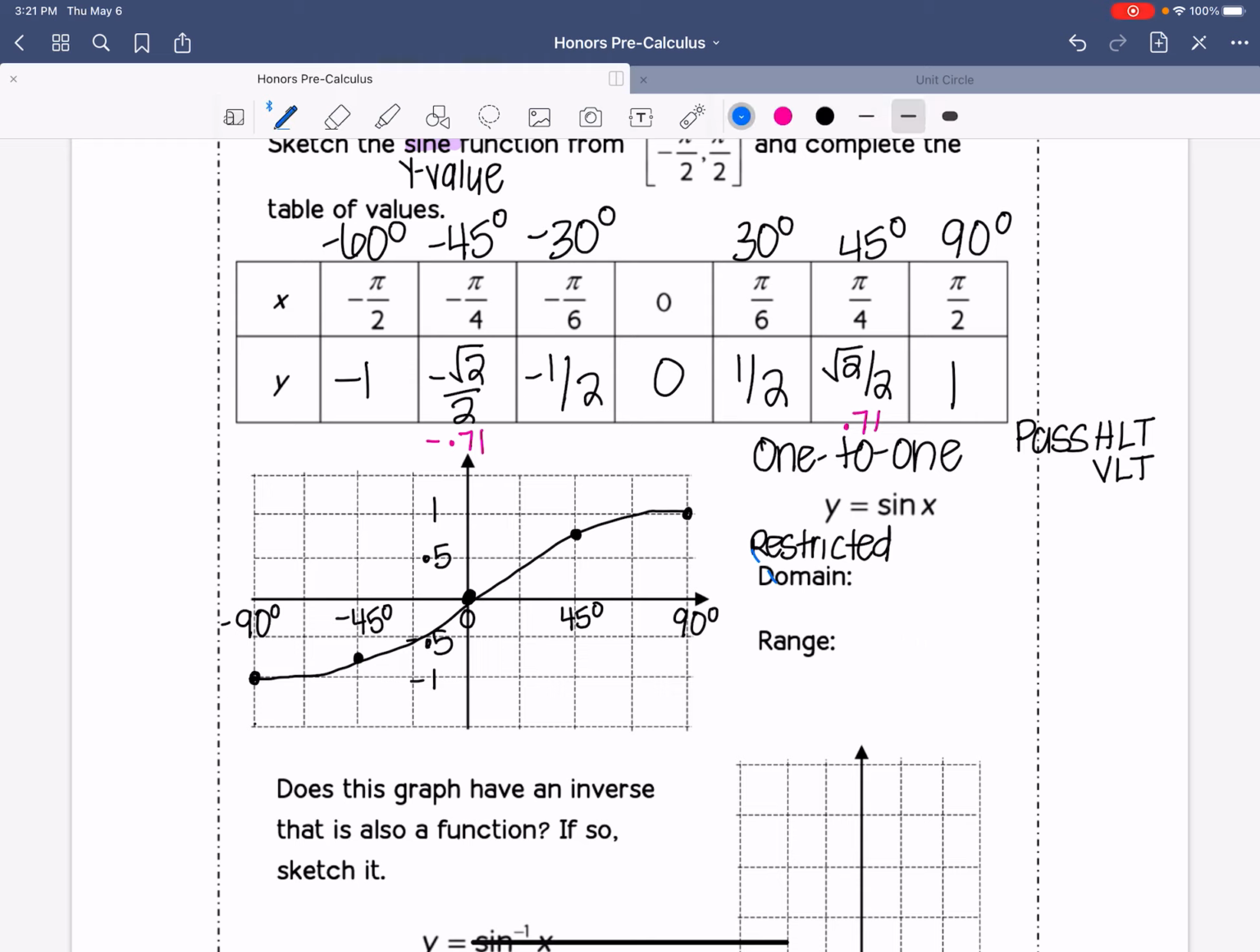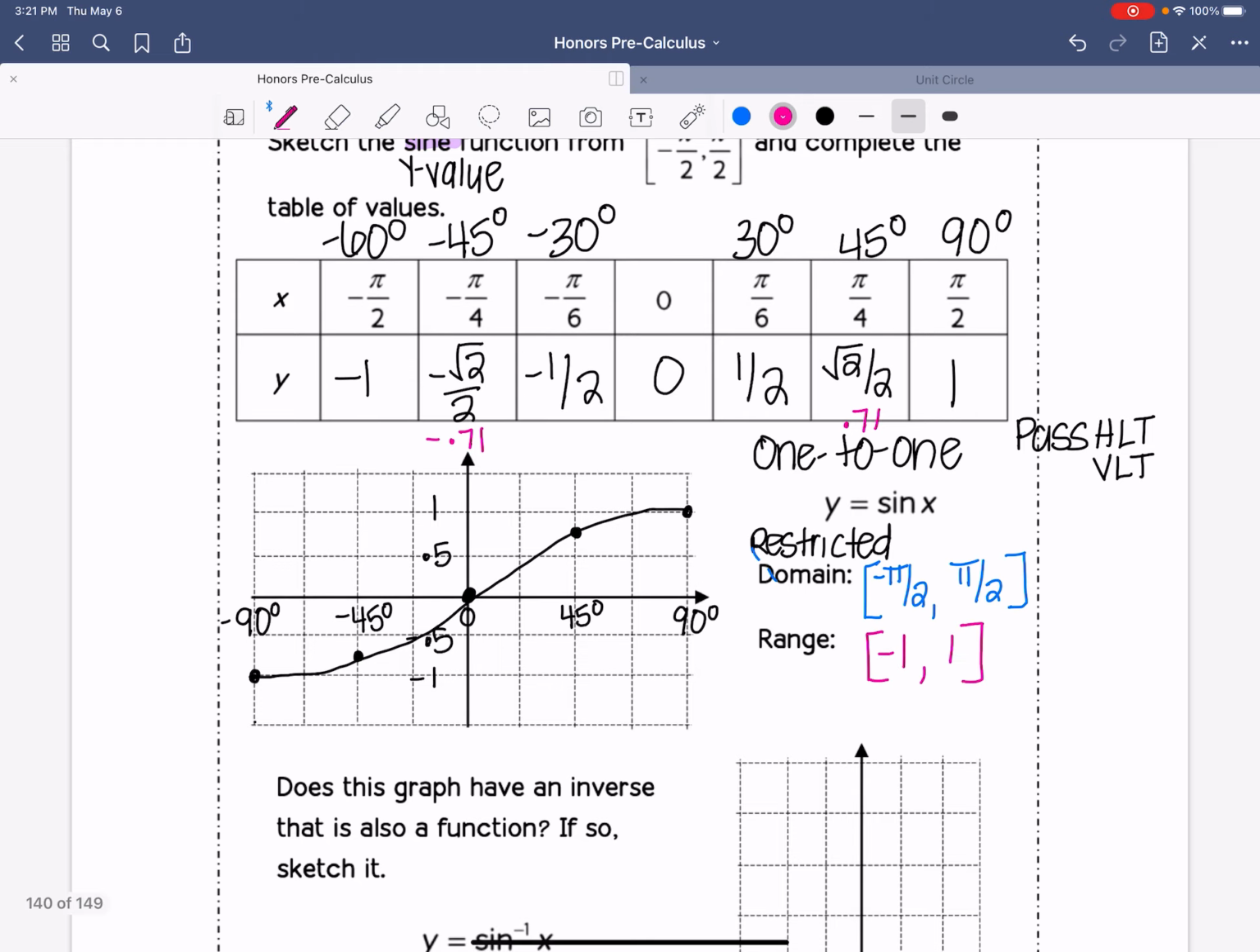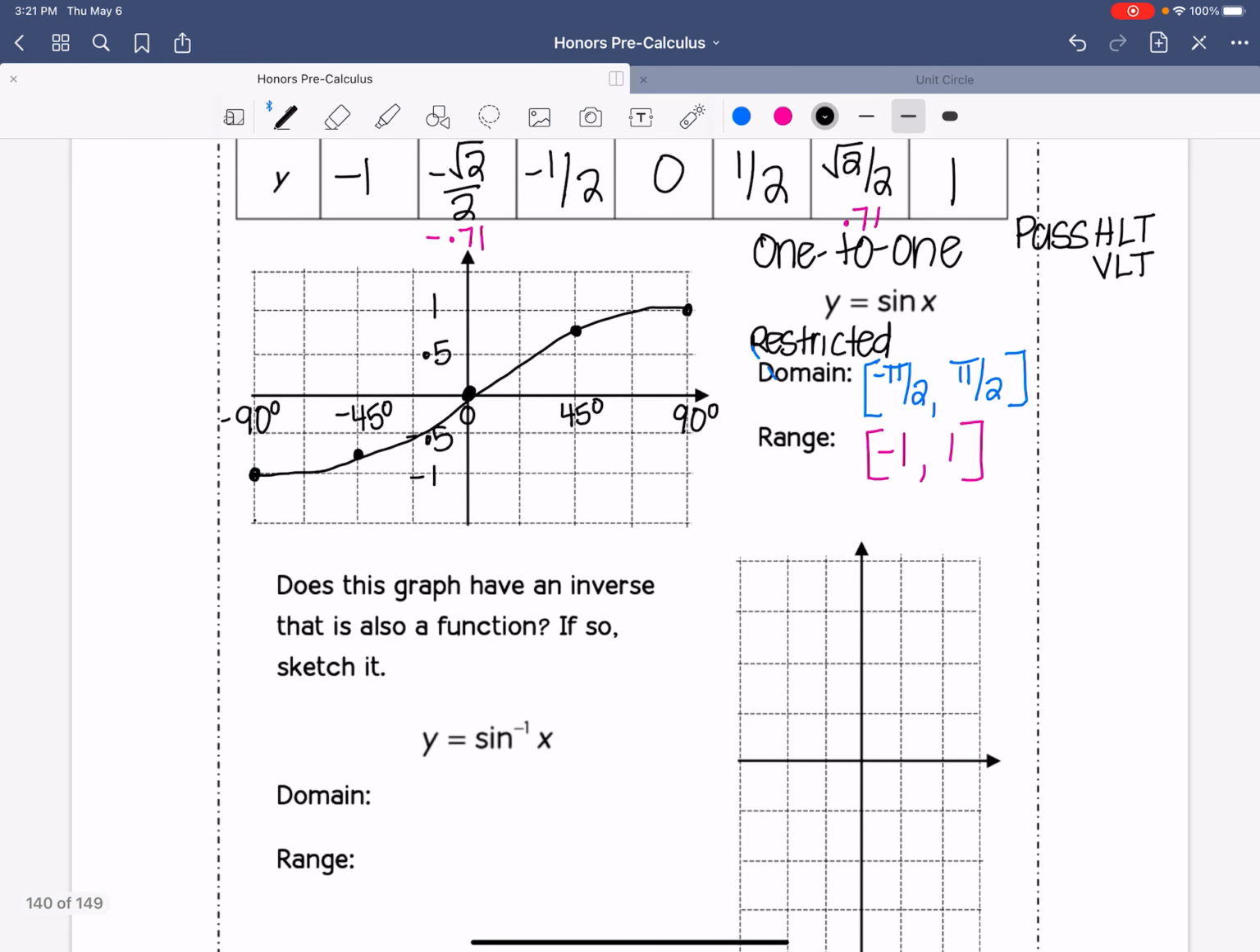Okay, with that being said, sorry, I'm going to erase some of this. With that restricted domain, we now have a domain between negative pi over 2, or negative 90, to pi over 2. And our range goes from negative 1 to 1. Now, the question is, does this graph have an inverse, and is the inverse a function? The answer is yes, because it passes the vertical line test and the horizontal line test. We restricted that domain to make it a function.